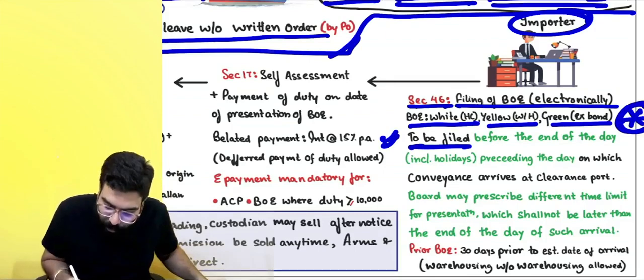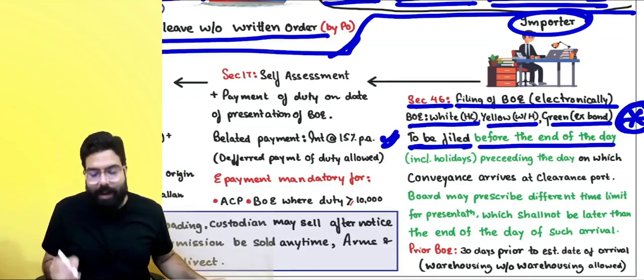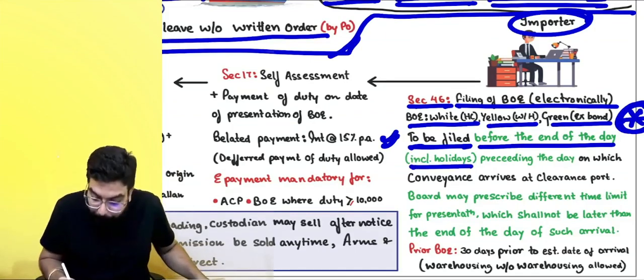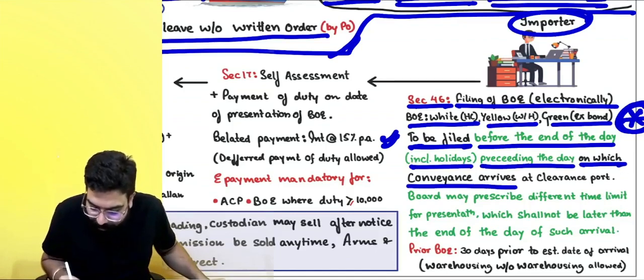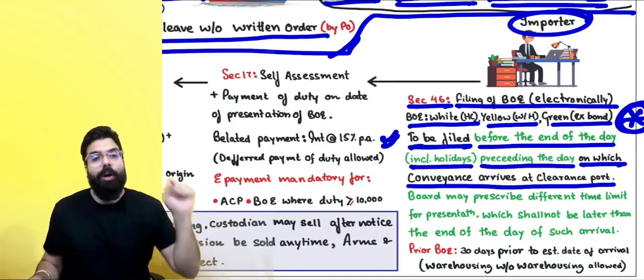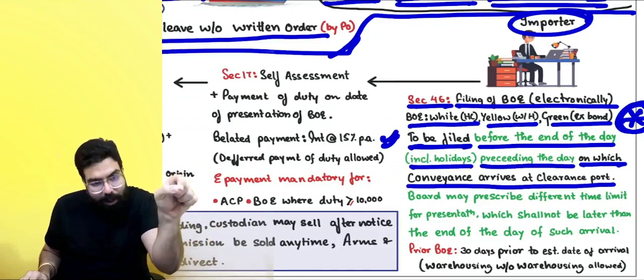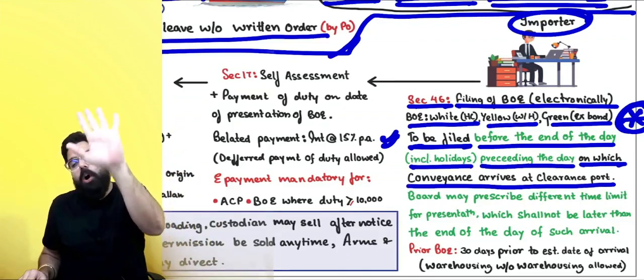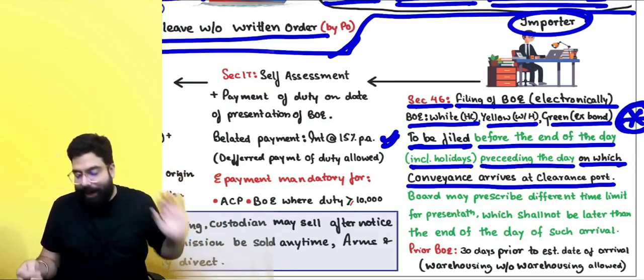Bill of entry is to be filed before the end of the day, including holiday, preceding the day on which the conveyance arrives at the clearance port. So if the conveyance is going to arrive today, then by yesterday your bill of entry should have been filed.